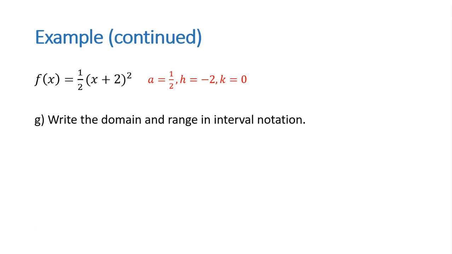So what about our domain and range? Domain is always all real numbers for a quadratic function. We can plug in any number we want into our function, add 2, square it, and multiply by 1/2. There's no way we could divide by 0. There's no way we could take a square root of a negative number just based on the structure of this function. So our domain is all real numbers. The range is based on how the graph is oriented. Since the graph is oriented upward, we have a lowest point on our range, and then we have all the values above that. So in this case, our range is going to be 0 to infinity.